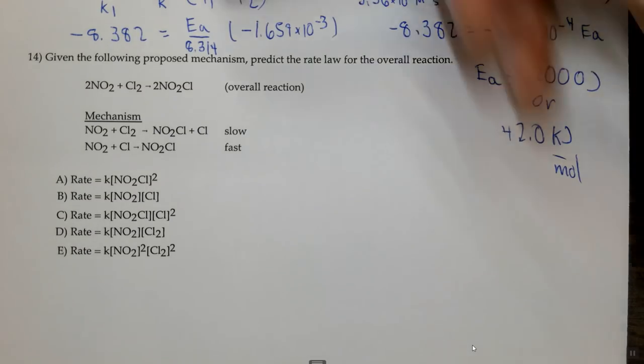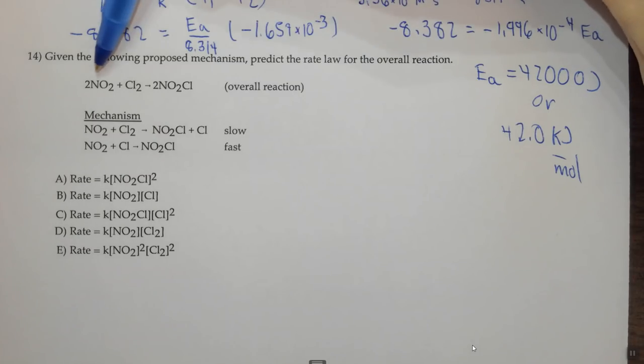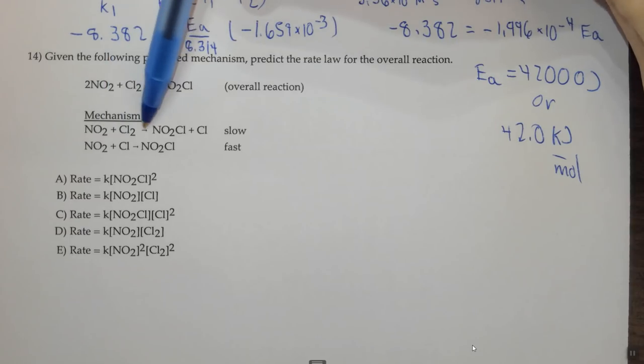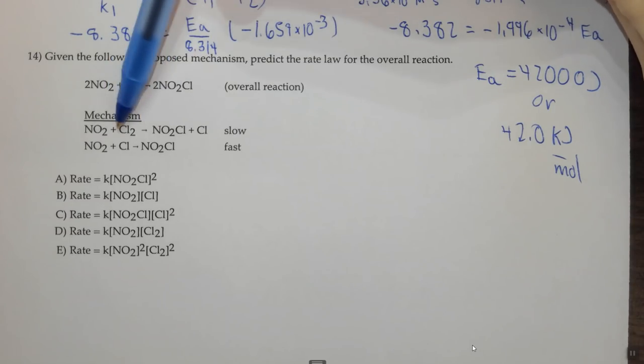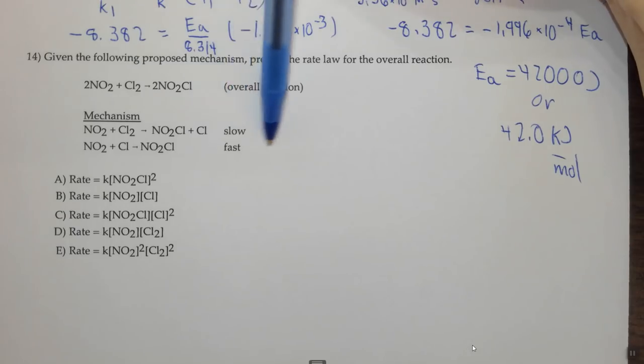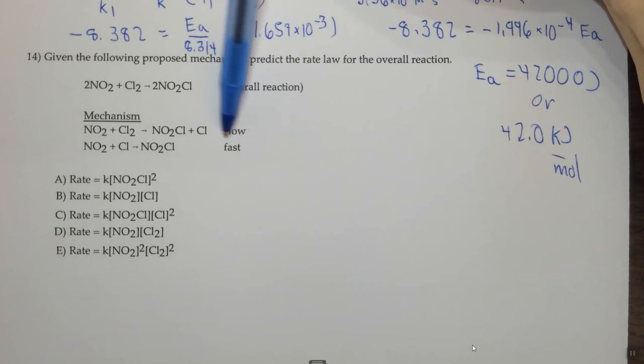It says, given the following proposed mechanism, predict the rate law for the overall reaction. And if you look here, we're given the mechanism, which these are molecular reactions, so we can use the stoichiometric coefficients in these reactions in order to determine the rate law. Note that we have the slow step and the fast step. The rate of the reaction is based on the slow step.